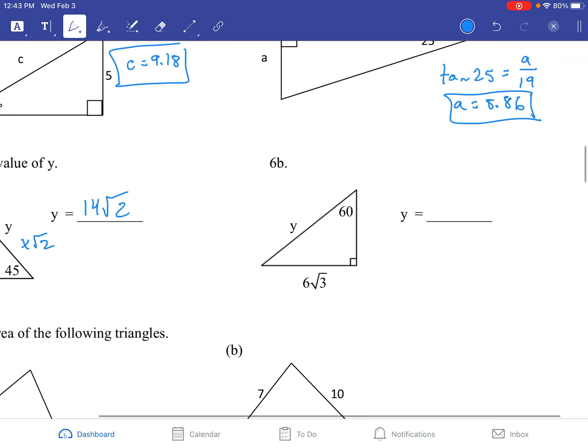For 6B, across from the 30 is x, across from the 60 is x root 3, and across from the 90 is 2x. Those are relationships between the sides. So if the x root 3 side is 6 root 3, that means x is only 6. So y is going to be 2 times 6, which is 12. Okay, if you solve that using right triangle trig, I'm not going to give you full credit.